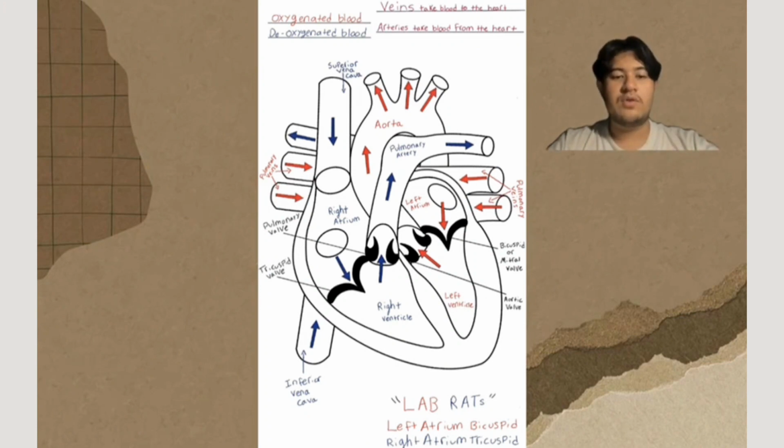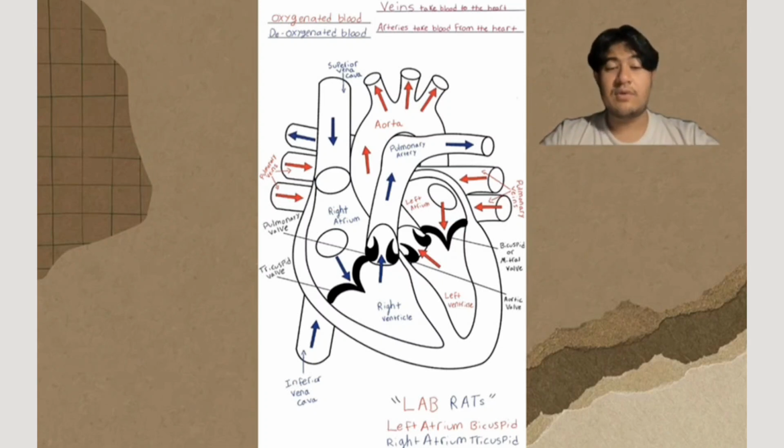Our heart also contains 4 types of valve. The left heart contains 2 types of valve, which is the aortic semilunar valve and also the bicuspid valve. And on our right heart, there are also 2 types of valve, which is the pulmonary semilunar valve and also the tricuspid valve. These 4 types of valve function to avoid the backward flow of blood.